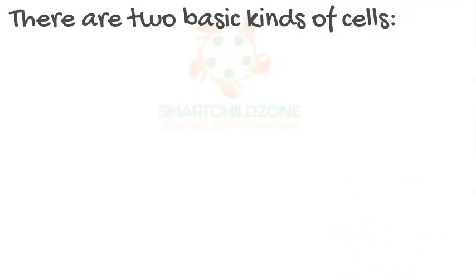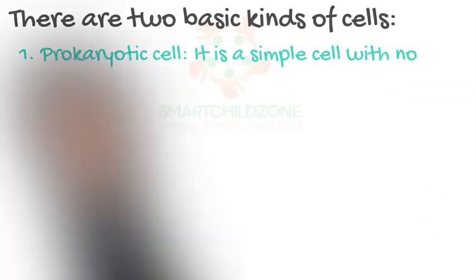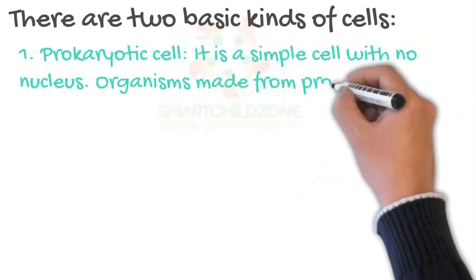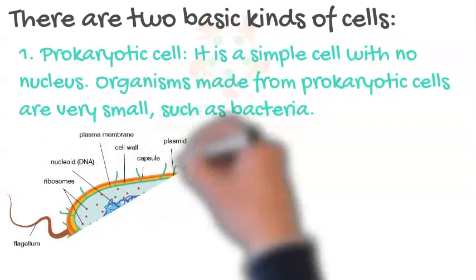There are two basic kinds of cells. 1. Prokaryotic cell. It is a simple cell with no nucleus. Organisms made from prokaryotic cells are very small, such as bacteria.